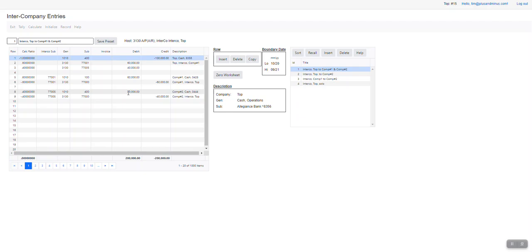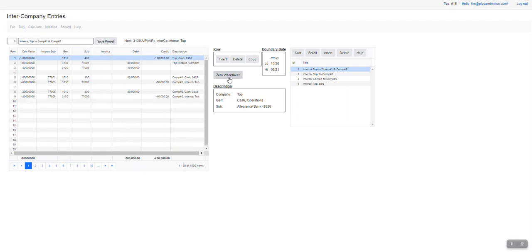The worksheet divides into 3 groups. We have the top company. This is the intercompany sub is 0. This is the host. Then there's Company 1 as a second group, and Company 2 is the third group. We're transferring $100,000 from top to Companies 1 and 2. Company 1 receives $60,000, and Company 2 receives $40,000.